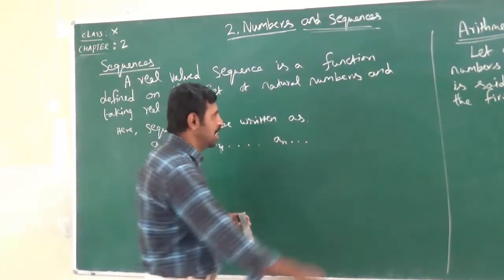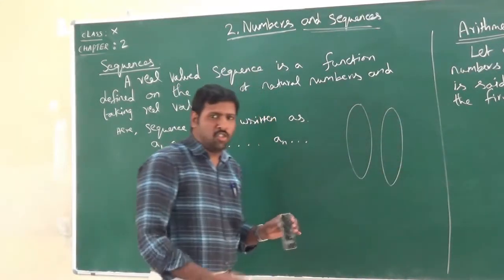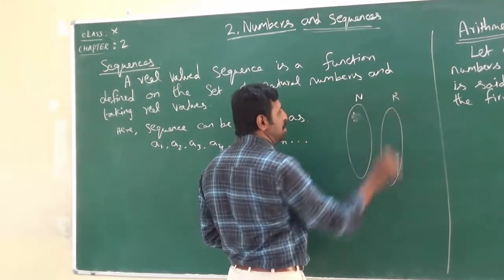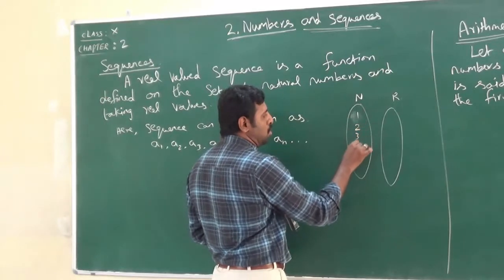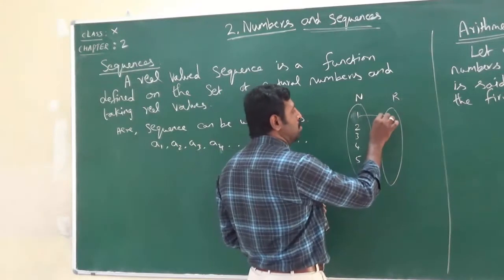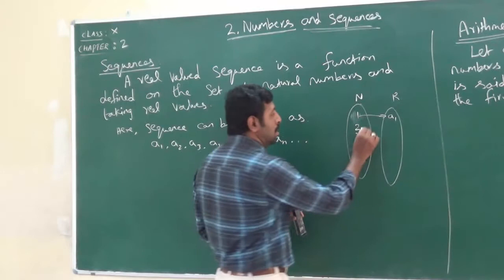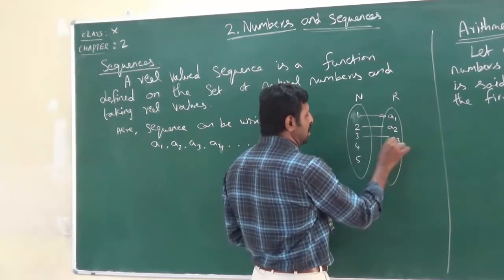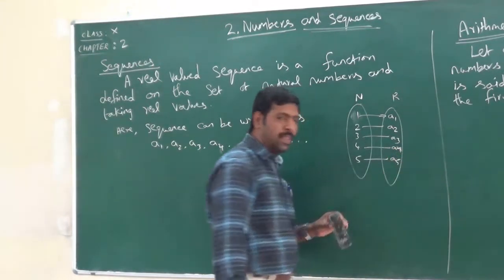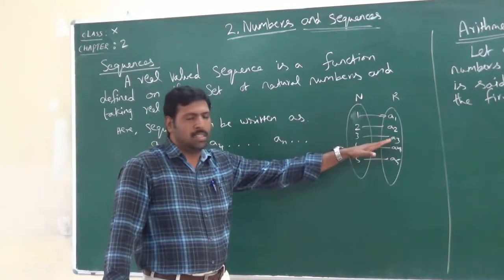We have already studied functions in the first chapter. The natural numbers are taking the real values. Let me take the natural numbers 1, 2, 3, 4, 5, like this. In mapping the real numbers, let me take A1, the first term, A2, A3, and then A4, and then A5. So the natural numbers taking the real values is called the sequence.